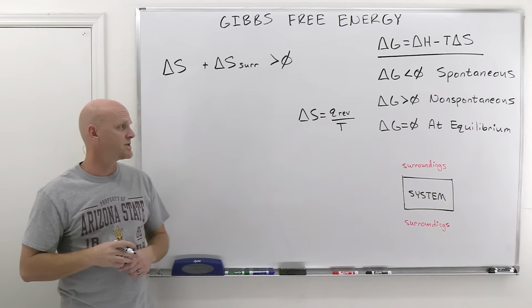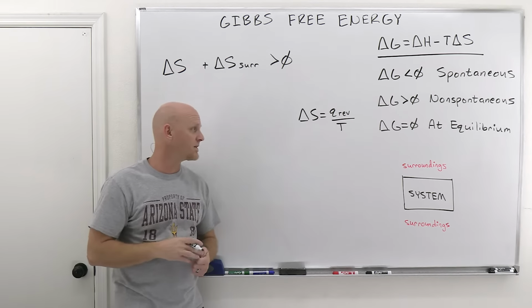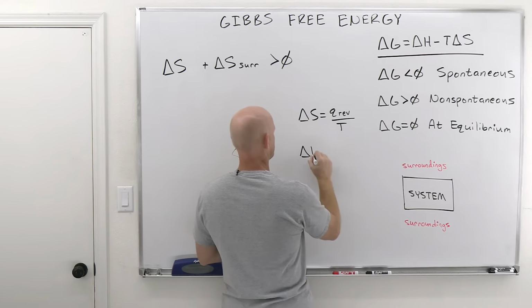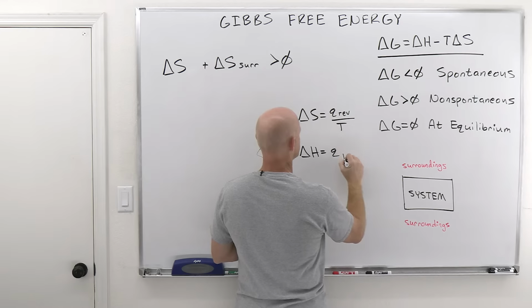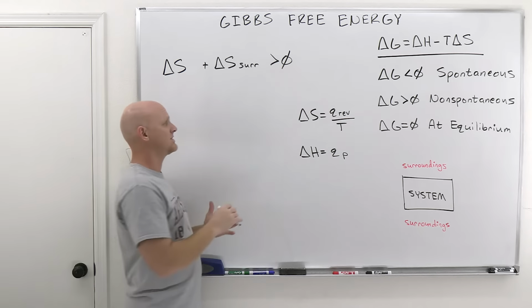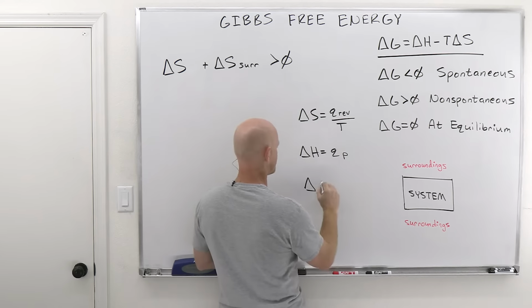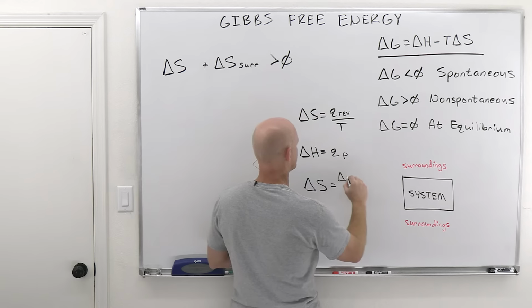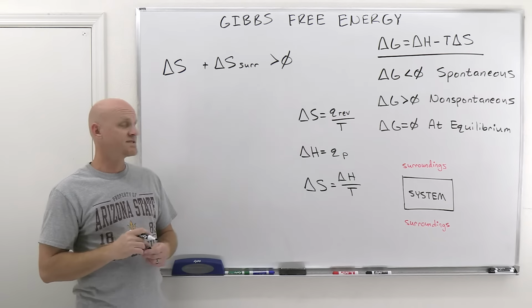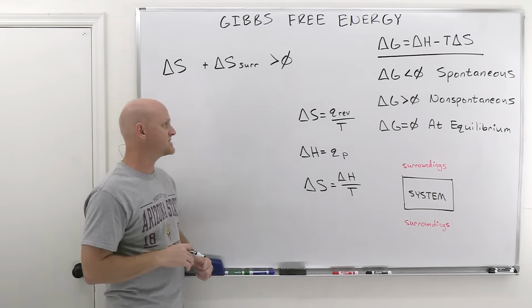Q reversible over temperature. And we also learned earlier in the course, way back in chapter 5, that enthalpy was the same thing as heat for a process carried out at constant pressure. And so as a result, we can come up with an expression for delta S that is equal to delta H over T when done at constant temperature as well as constant pressure.